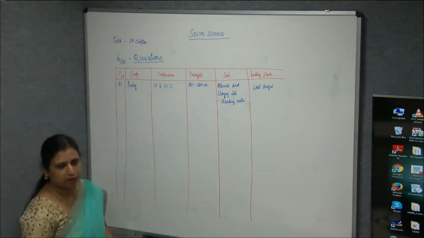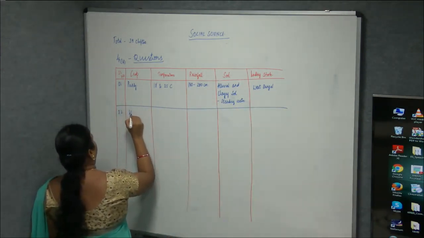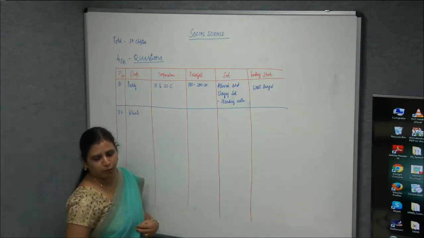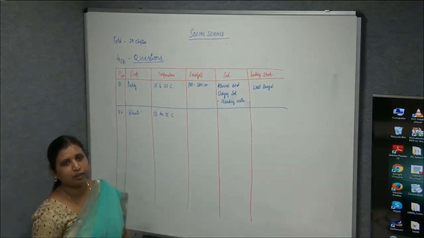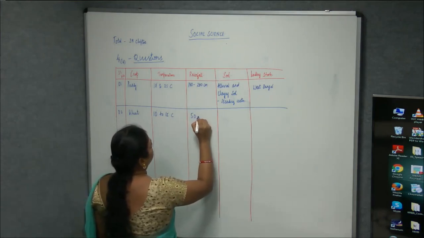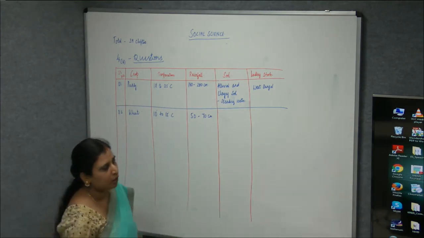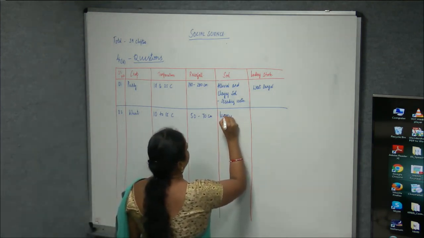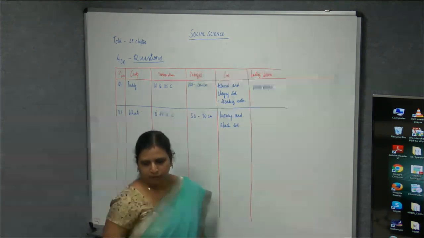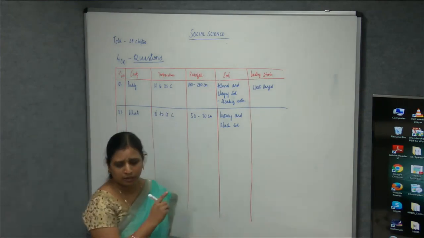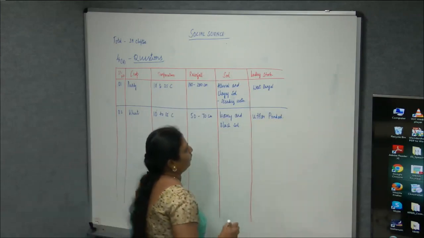So the next one is wheat. Wheat requires 10 to 15 degree Celsius temperature and 50 to 70 centimeters of rainfall. The soil is loamy and black soil. Which is the leading state for wheat growing? You have to mention that. Uttar Pradesh.